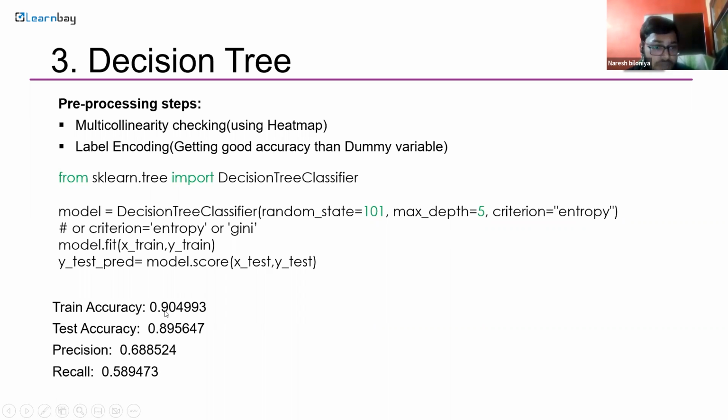So we are getting the accuracy. Train accuracy is 90%, test accuracy is 89%, and that is very good. Precision is 68, but recall is above 50%. We are getting around 59% recall.